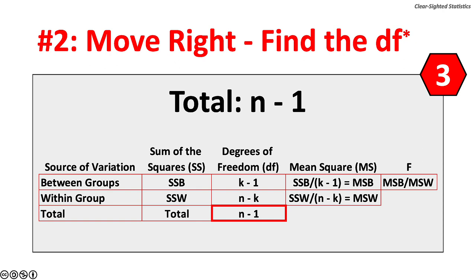The third degrees of freedom are for total. It is found by N minus 1, where N is the total number of observations regardless of treatment. It can also be found by adding the two other degrees of freedom. Degrees of freedom for total are not used for calculating the F-test statistic.